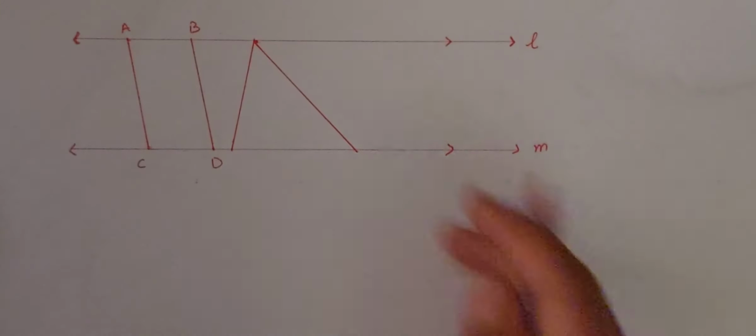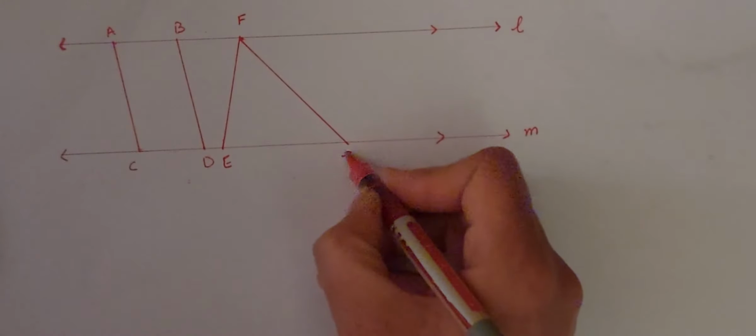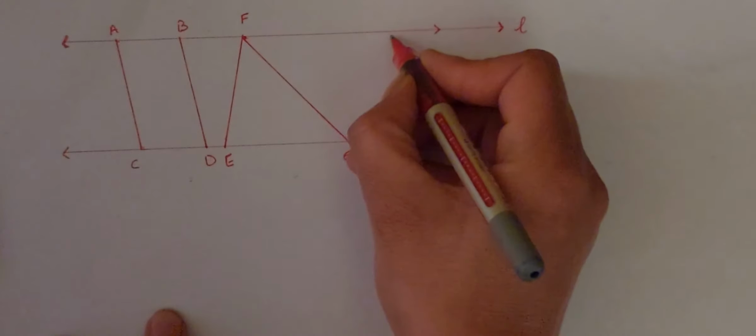Here I have a triangle. Let's name it EFG. Let's make a pentagon also.